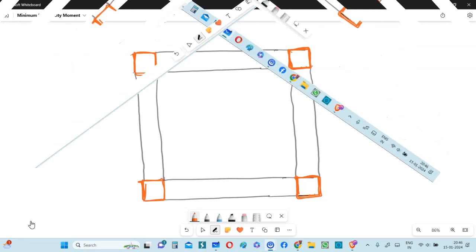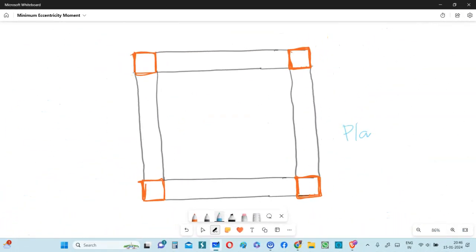So if you look at this plan, assuming that this is a building and it has four columns on the corners, and let me name these as B1 and B2, and let us consider one of the columns, that is this particular column. Now, if you look at this particular column, it has B1 entering into it and B2 entering into it from two different directions.